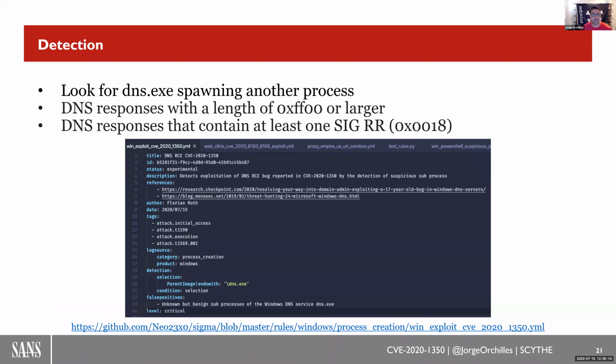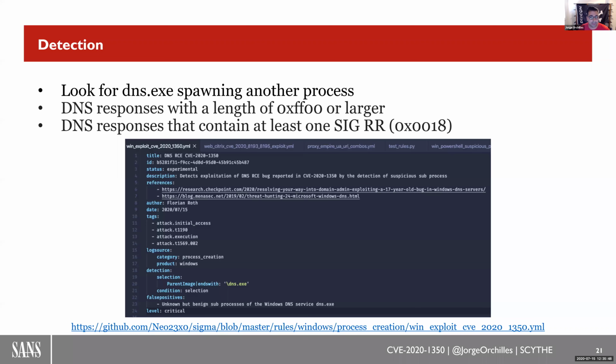There's other things we can do for detection. This one is a shout out to Florian Roth. Not sure if you're on, but if you are, thank you for all your work. In this case, this is a Sigma rule that looks at whether DNS.exe spawned any other process. Theoretically, if we get some exploit that exploits DNS.exe, it'll probably operate in memory, but then to move laterally or do anything else, it's probably going to execute something else, right?